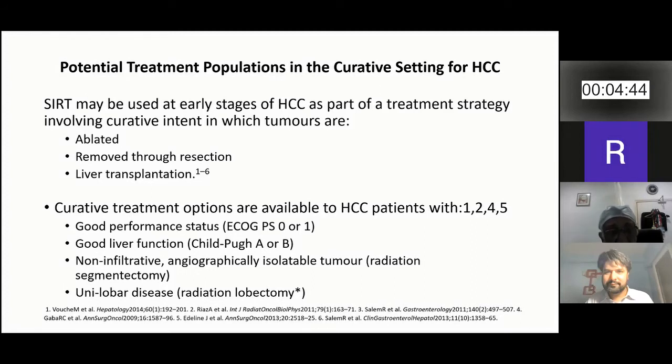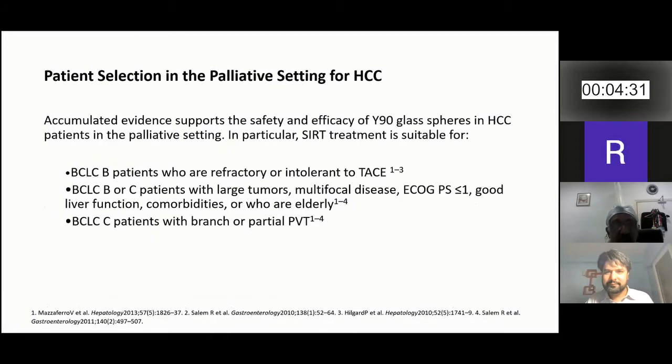The patient performance status has to be very good. The liver function, or Child-Pugh, should be A or B, and it should be a non-infiltrative variety. You can do radiation segmentectomy and lobectomy in these patients. When it is a palliative setting, when the BCLC-B patients are refractory or intolerant to TACE, SIRT or TARE is a good procedure.